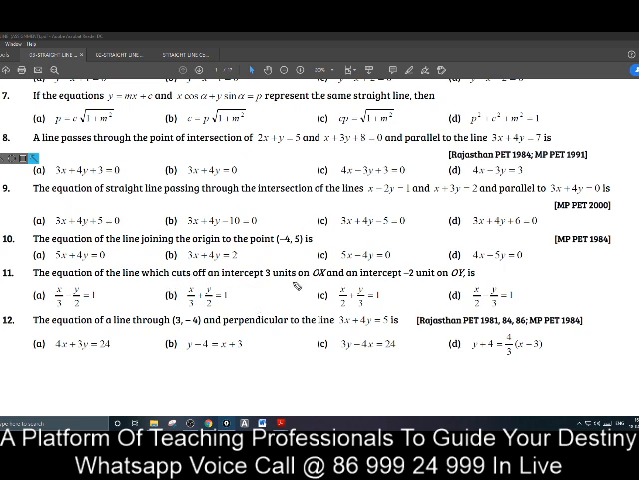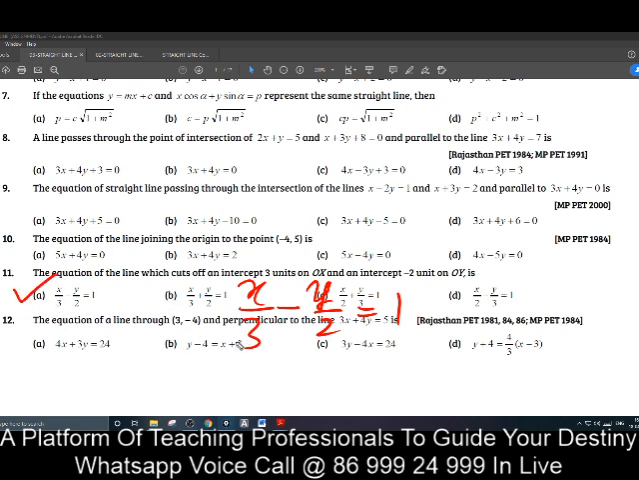The equatorial line which cuts off intercept 3 units on OX and intercept minus 2 on OY. It is x-intercept, y-intercept form. Direct question, x by a plus y by b is equal to 1. So x by 3 and minus y by 2 is equal to 1. Okay, brother. So x by 3 minus y by 2 is equal to 1.